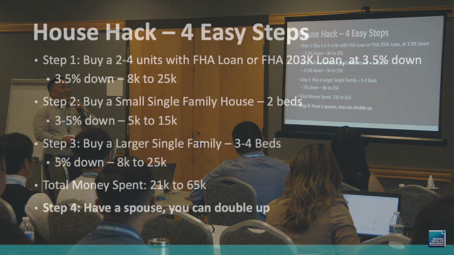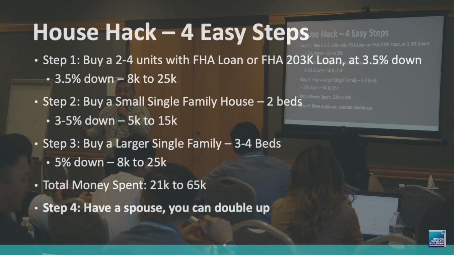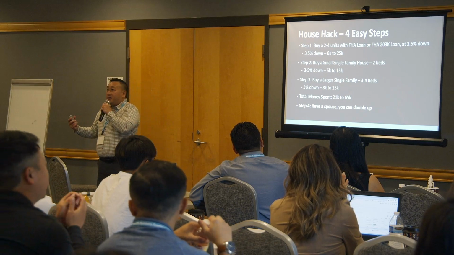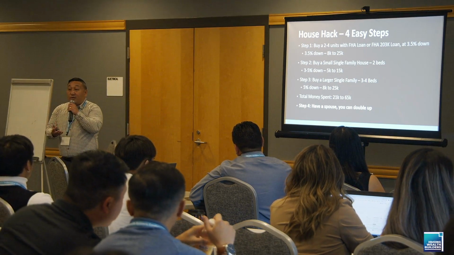All right, so how's that? Four easy steps, right? The stuff that I just said. Step 1, buy a 2 to 4 units. Easy, because if you haven't purchased a property yet, you could use what's called an FHA loan with 3.5% down. FHA is the Federal Housing Administration. They don't do the actual loan, but they guarantee the loan for the banks.